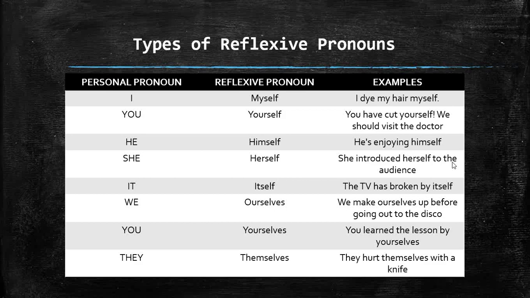For she, the reflexive pronoun is herself. She introduced herself to the audience. For it, the reflexive pronoun is itself. The TV has broken by itself. For we, the reflexive pronoun is ourselves. We make ourselves up before going out to the disco.